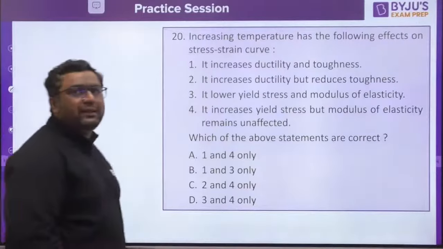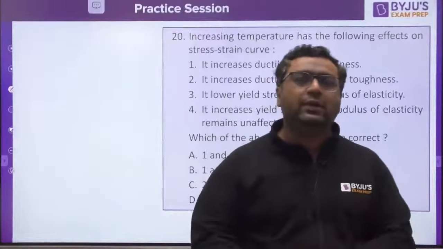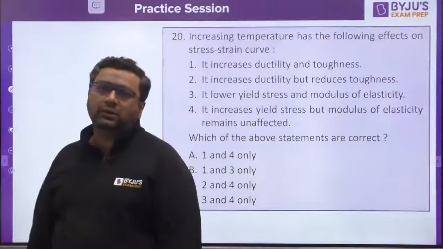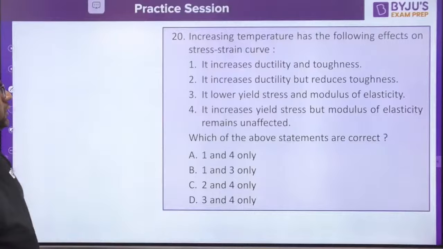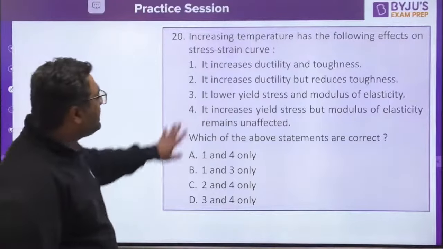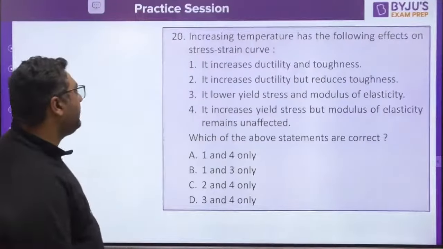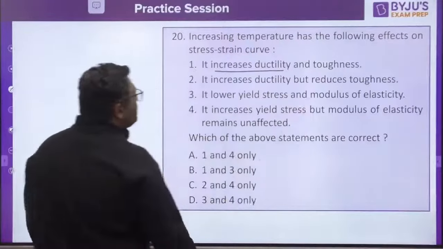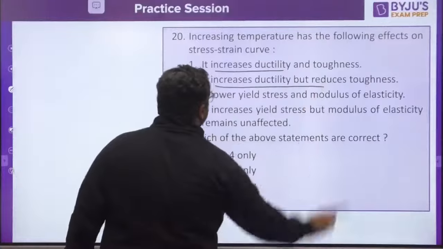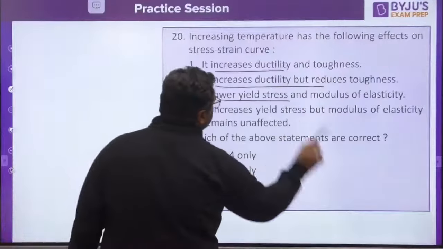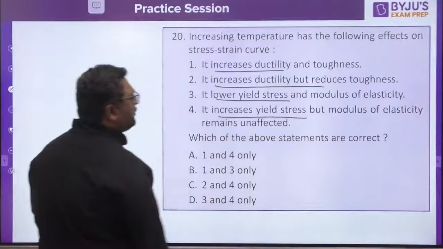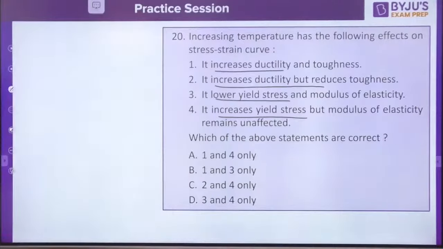Next question is from material science, the last topic now. 3 questions from material science we have. Very good, Saikat, Rohan. Increasing temperature has the following effect on stress strain diagram. It increases ductility and toughness. It increases ductility but reduces toughness. It lowers yield stress and modulus of elasticity. It increases yield strength but modulus of elasticity remains unaffected. What would be the answer?